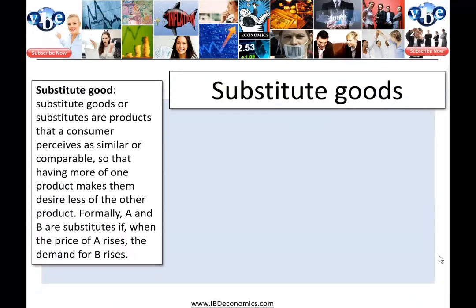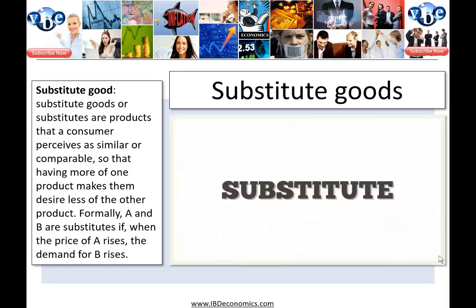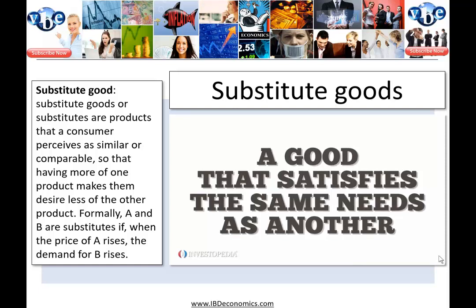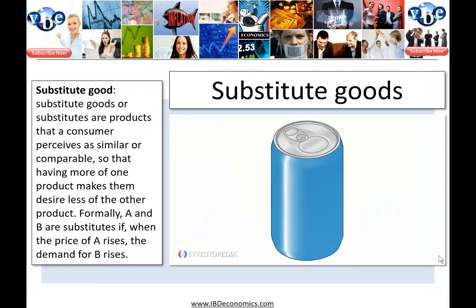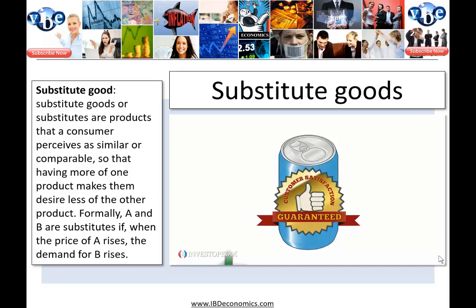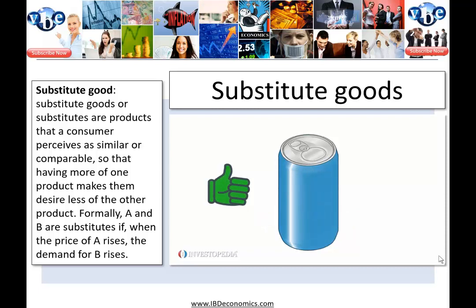Right, we know what substitute goods are, just a quick reminder. A substitute is a good that satisfies the same needs as another. A substitute can be perfect or imperfect, depending on the degree of customer satisfaction. For example, if a consumer substitutes Coke for Pepsi and is completely satisfied, then Coke is a perfect substitute for Pepsi. If a consumer is not completely satisfied with the exchange, finding some difference between the two products, then one is an imperfect substitute for the other.